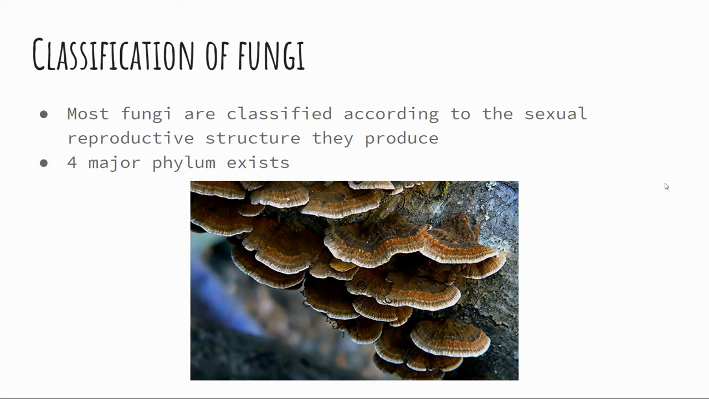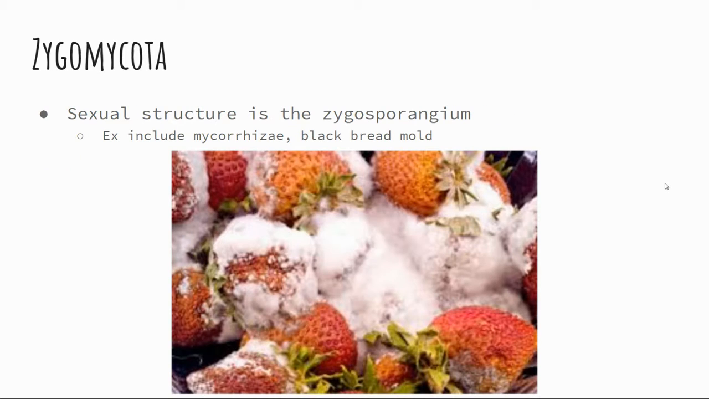So classification of fungi. We classify fungi normally based off their reproductive structures, and then there's one class that does not have those. And so there's four major phyla or classifications of fungi. First one is zygomycota, and the sexual structure is a zygosporangium. And there's some examples of this, but the most common example is black bread mold, or the mold you see right here that forms on strawberries if they're in the refrigerator too long unused.